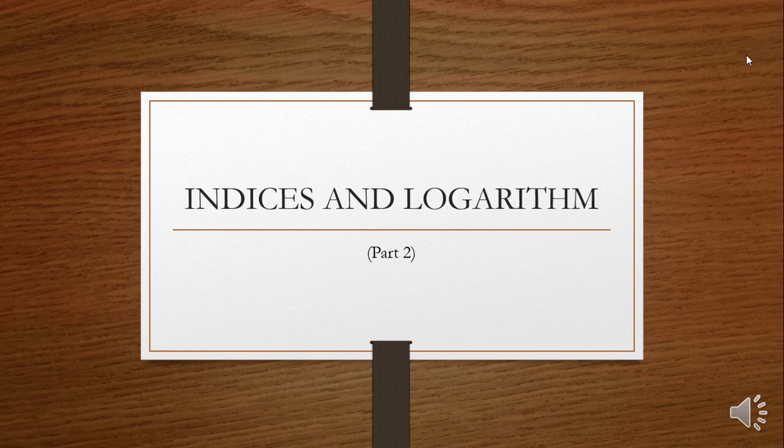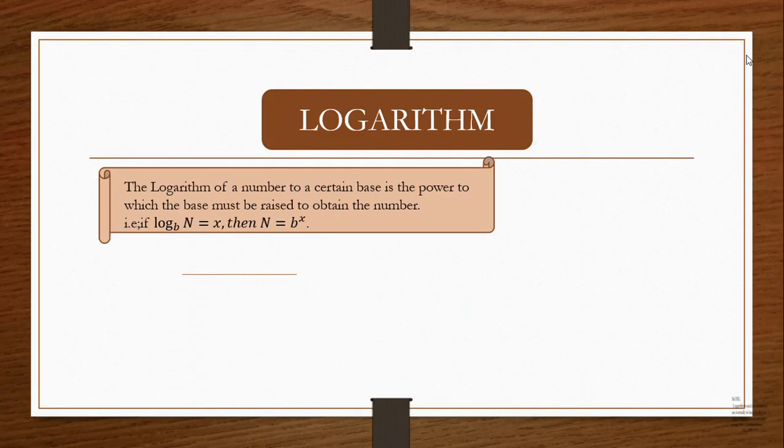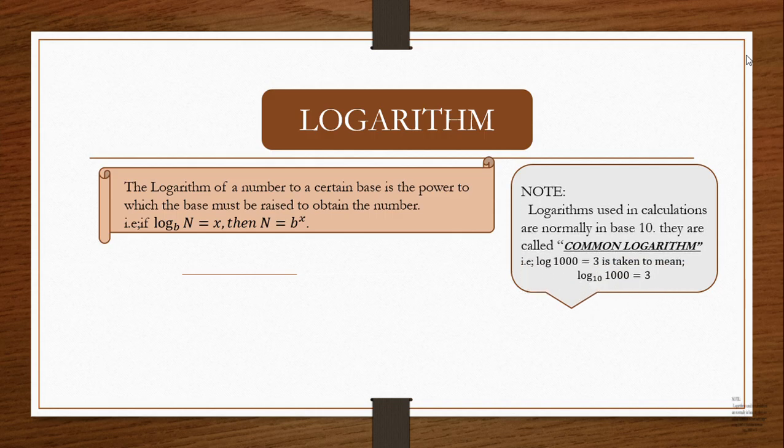So we're talking about indices and logarithm. Here is for you to know that a logarithm of a number to a certain base is the power to which the base must be raised to obtain that number. So if you have something like log n base b equals x, then n also equals b raised to power x. Also notice that logarithm calculations are normally in base 10. They are called common logarithm.